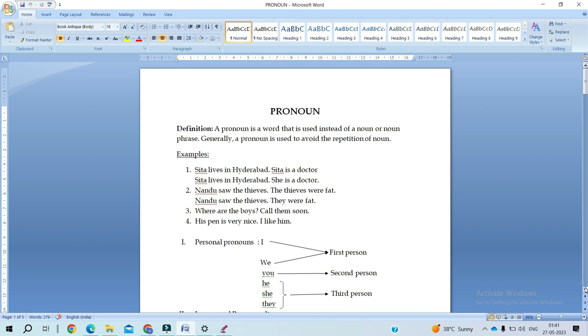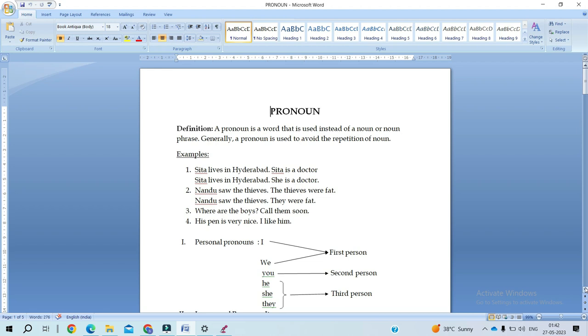That is personal pronoun, impersonal pronoun, possessive pronoun, reflexive pronoun, demonstrative pronoun, interrogative pronoun, relative pronoun, indefinite pronoun, distributive pronoun and reciprocal pronoun. So, we go one by one.